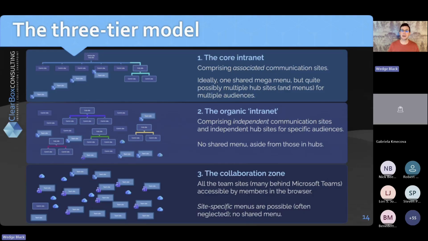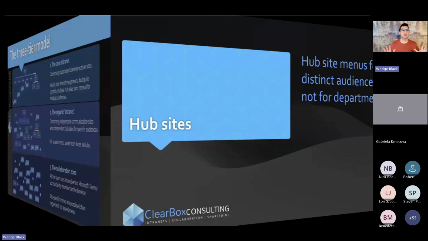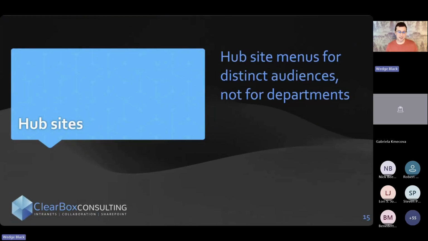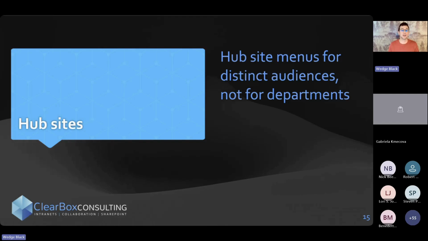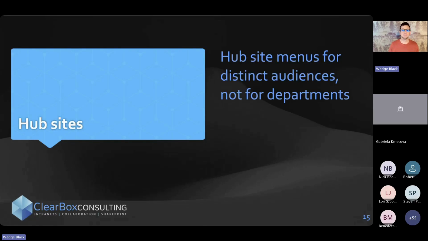I'm just going to have a mention about hub sites, not to get too technical, but this idea of the core intranet and the organic intranet is kind of predicated on using hub sites and their hub site menus appropriately. What do I think is appropriate? Well, as I'm suggesting, I think hub sites are for distinct audiences, not for central departments.